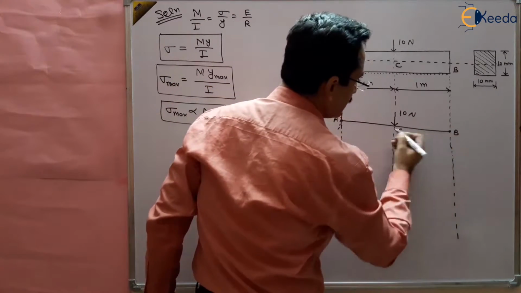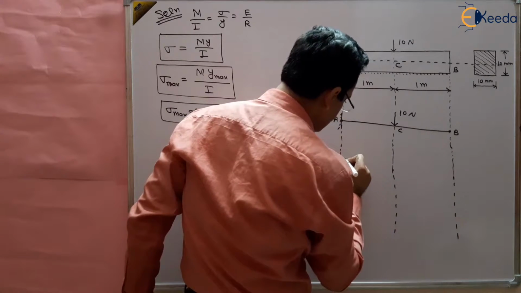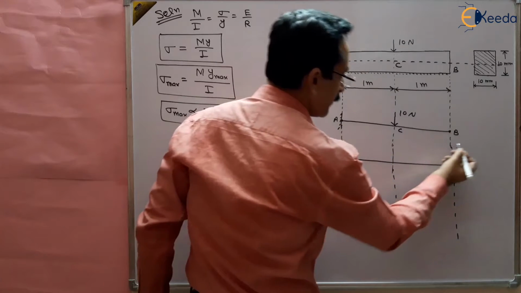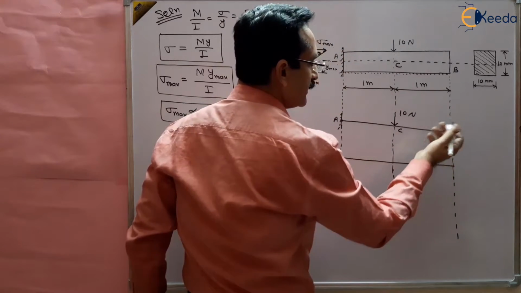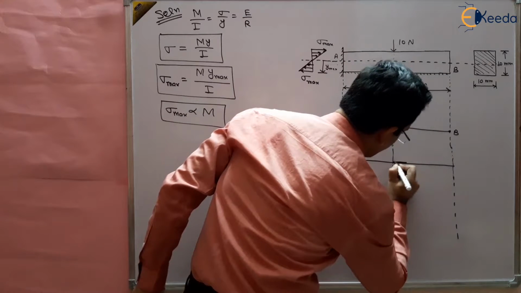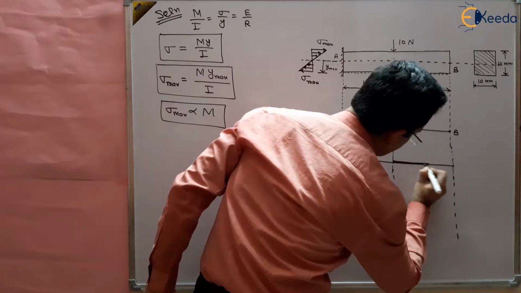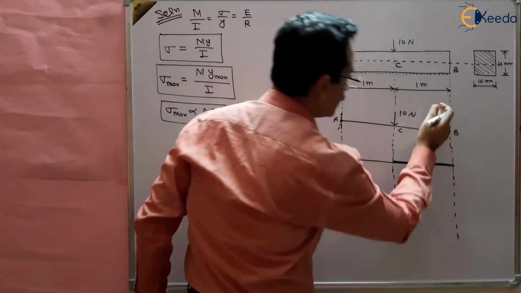Here there is no force. If there is no force, the bending moment will be 0. So from B to C, there is no need to take a section. If I take the section here, there is no force, so there is no moment. So the bending moment will be 0 from B to C because there is no force here.